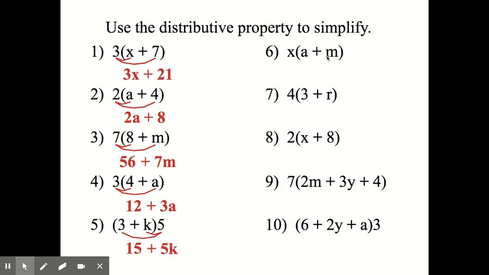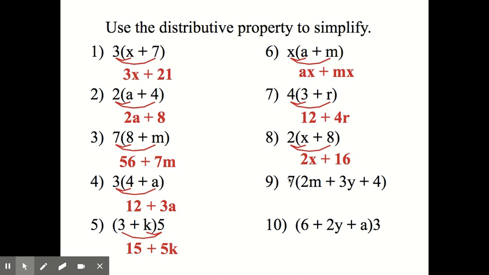Up here, we have all variables. It doesn't change anything. We're still going to distribute. So we distribute the x to the a and to the m, and that gives us ax plus mx. The order of this doesn't matter. You could have written ax or xa or mx or xm, but we want to keep consistency with these variables on the end, so that's why we do it. For this one here, we're just going to distribute 4 to the 3, 4 to the r. We end up with 12 plus 4r. 2 to the x, 2 to the 8. We end up with 2x plus 16.